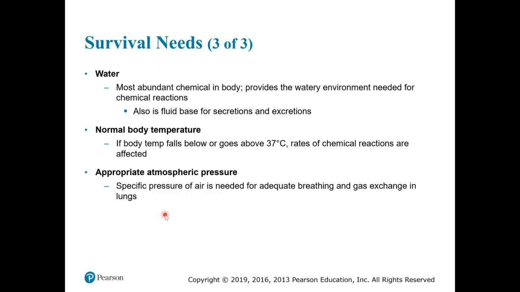Normal body temperature. If body temperature falls below or goes above 37 degrees Celsius, the rates of chemical reactions are affected, and other things are affected too. So for those of us that were born and raised in the United States, what temperature in Fahrenheit do you think is 37 degrees Celsius? 37 degrees Celsius is what in Fahrenheit?